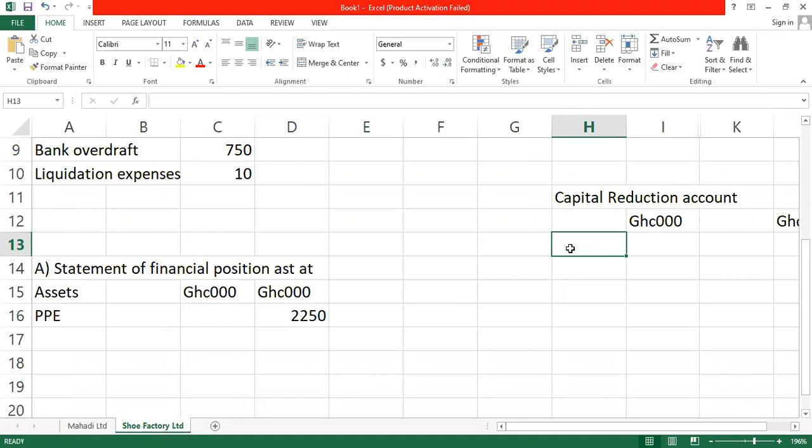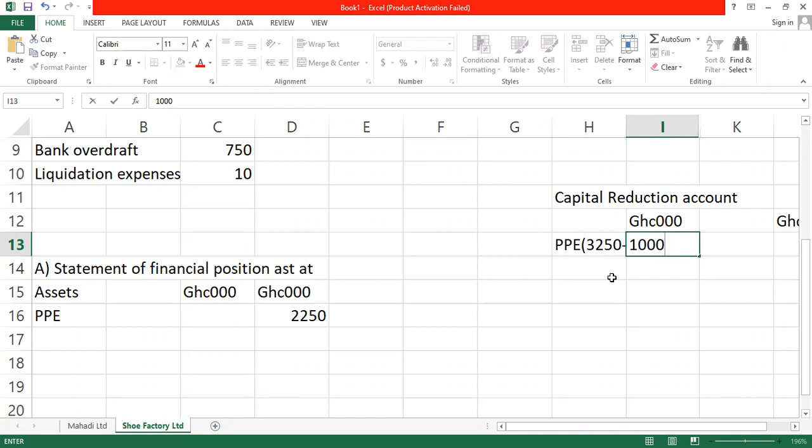Debit. So the reduction amount is what? 2,250? No, 2,250 is the new value now. The old value was 3,250. So what is the difference? We are losing by what? 1,000. So the asset that we have, 2,250, we are now valuing it. It means that we are losing. Okay. What is the next asset?